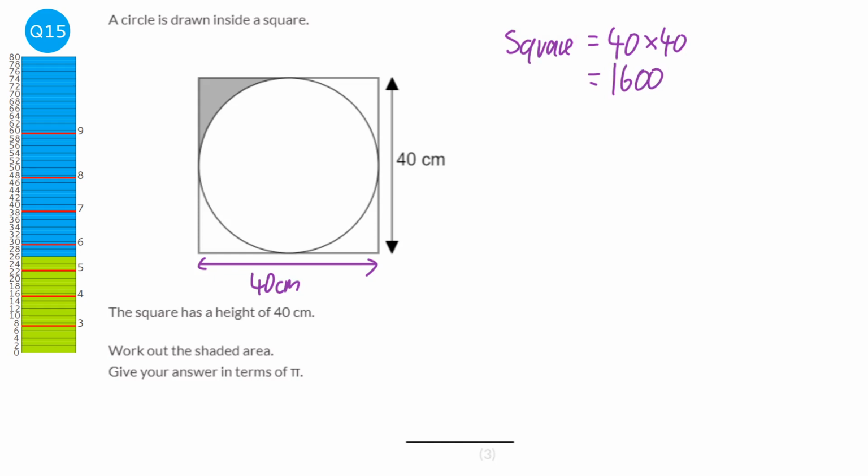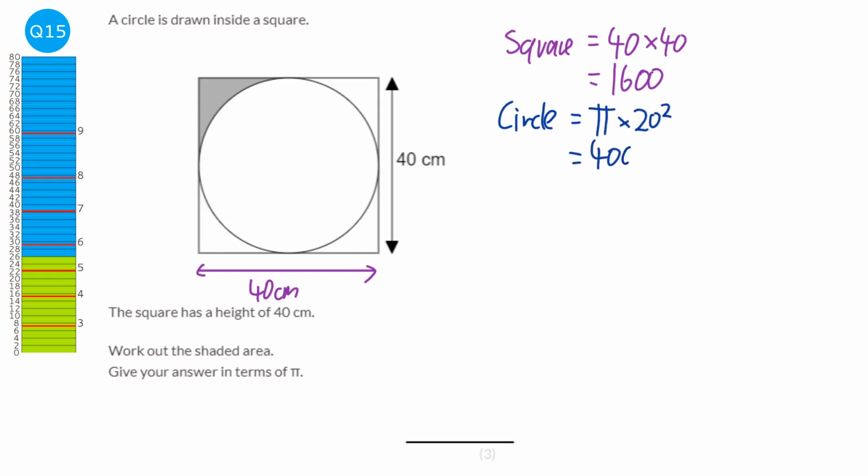The next thing we're going to do is work out the area of the circle, but to do that we need to work out what the diameter of the circle is, and if you notice, the diameter of the circle is just 40 centimeters. It's the same as the width of the square, or height of the square. So if the diameter is 40, the radius would be 20. So for the area of the circle, we're going to do pi times the radius, which is 20 squared, and 20 squared would be 400, so this will be 400 pi. This question's asking us to leave it in terms of pi, so we're going to do that.